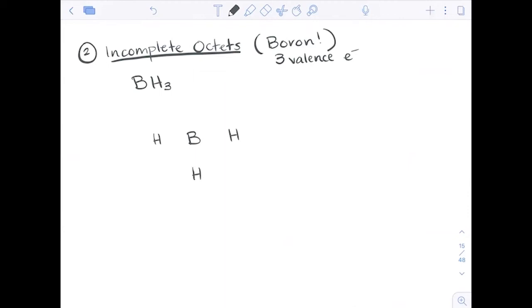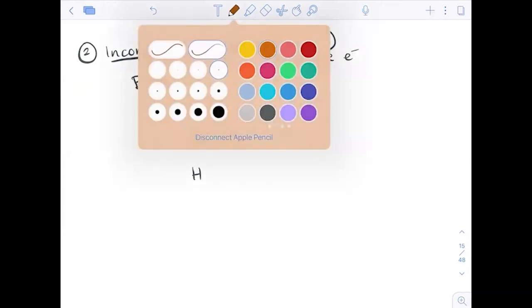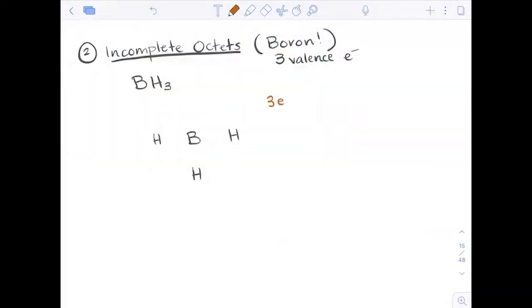Boron is special. When we think about boron, we can say he brings 3 electrons to the table. Each of our hydrogens brings 3 more. Notice we won't reach an octet. An octet is impossible because we only have 6 electrons. And so when we see boron in this form, we know that an incomplete octet will be found.